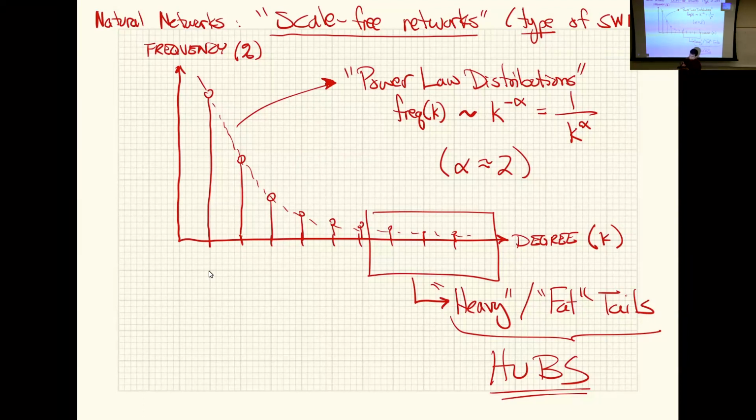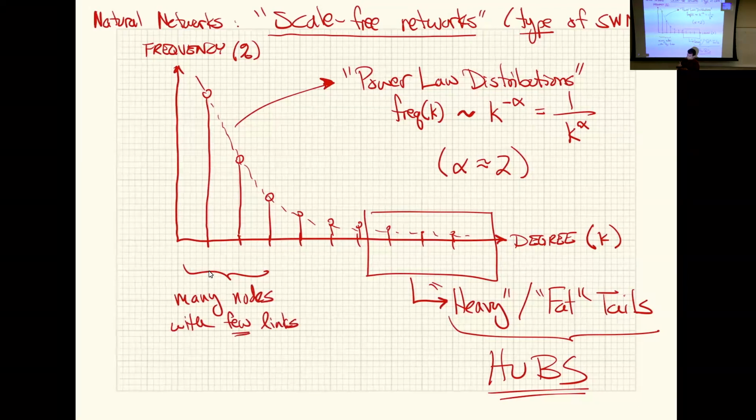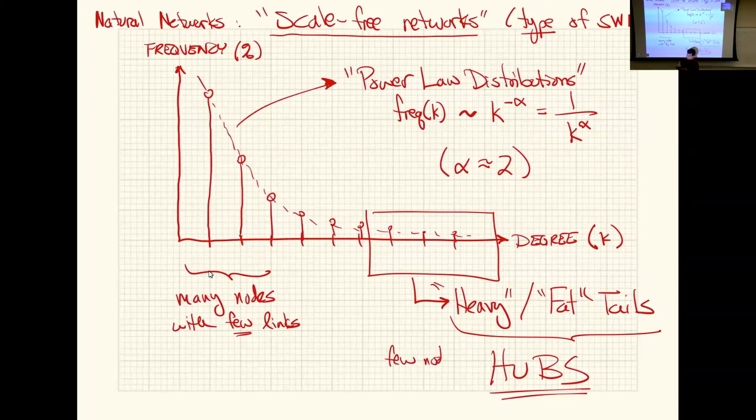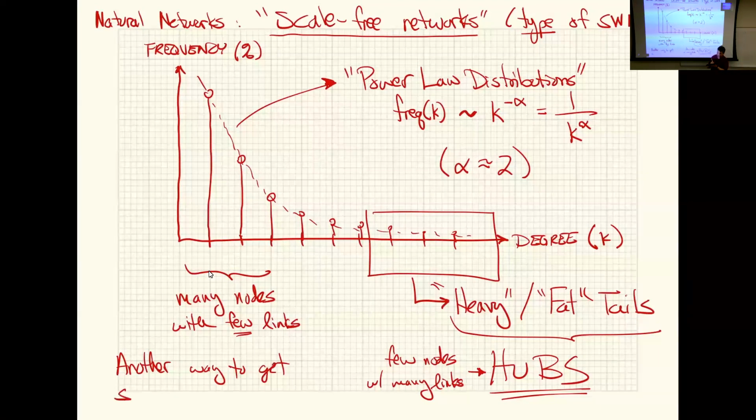And so that means that we have many nodes with few links. And we have a few nodes with many links. And those are our hubs. And that also gives us another way to get the small world property.